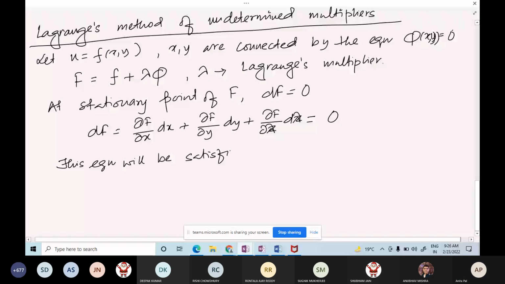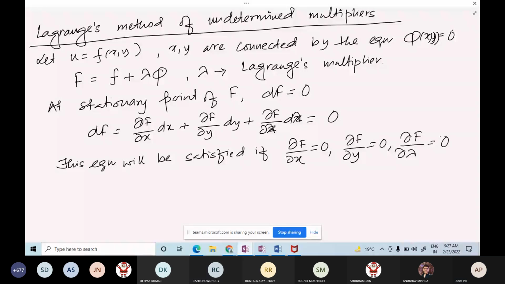This equation will be satisfied if del f del x equals to 0, del f del y equals to 0, and del f del lambda equals to 0. Now the solution of these equations will give us the stationary point of capital F, as we have done in the previous cases also.